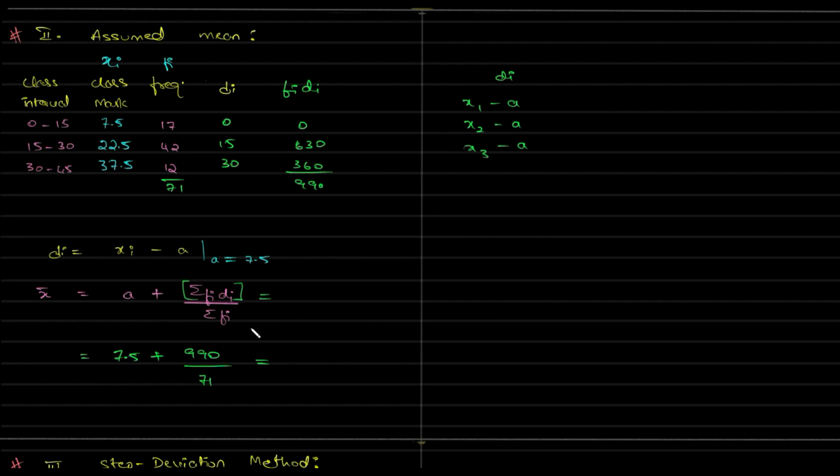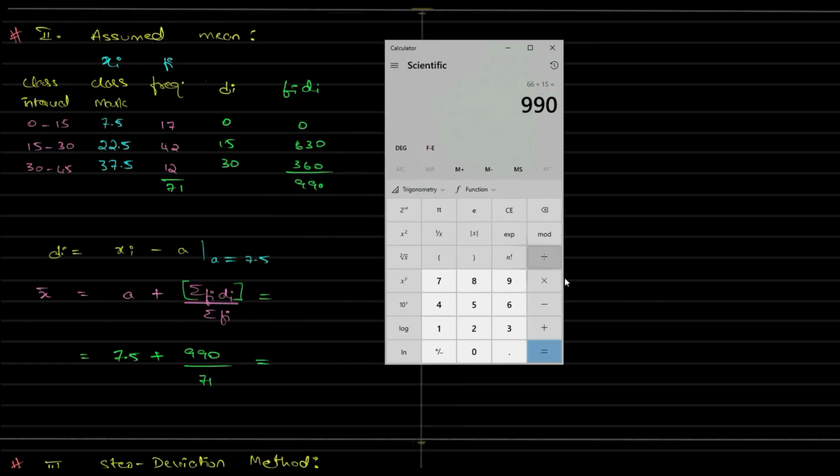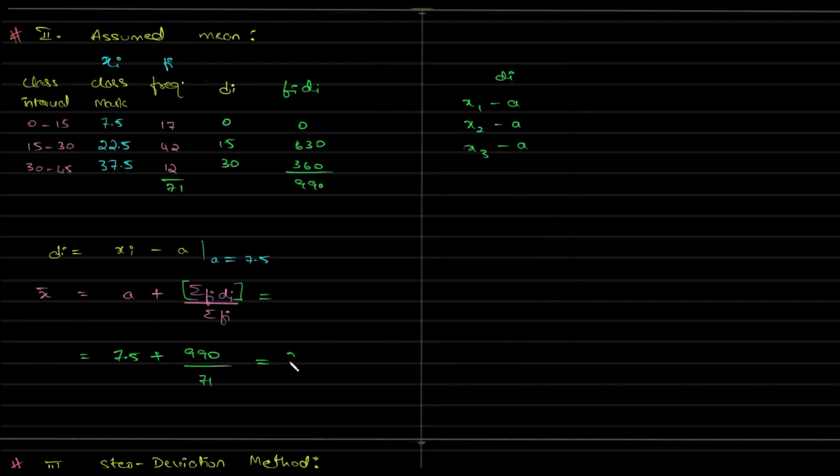Okay, so now we just need to do this math. Let me show you this. 990 divided by 71 plus 7.5. As you can see, we got the same exact answer, approximately 21.44, right? We got the same answer, same mean.